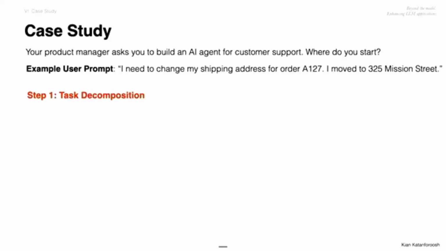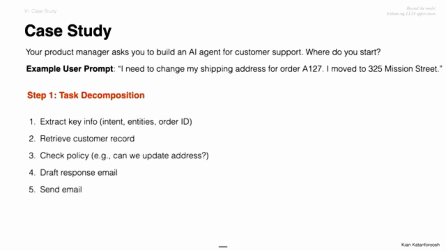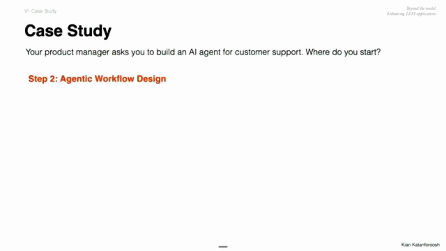So let's say we've done that work and we have this list. I'm simplifying, but the human customer support agent would typically extract key info, then look up the database to retrieve the customer record, then check the policy. You know, are we allowed to update the address, or is it a fixed data point? And then draft a response email and send the email. Okay, so we've decomposed that task. Once you've decomposed that task, how do you design your agentic workflow?